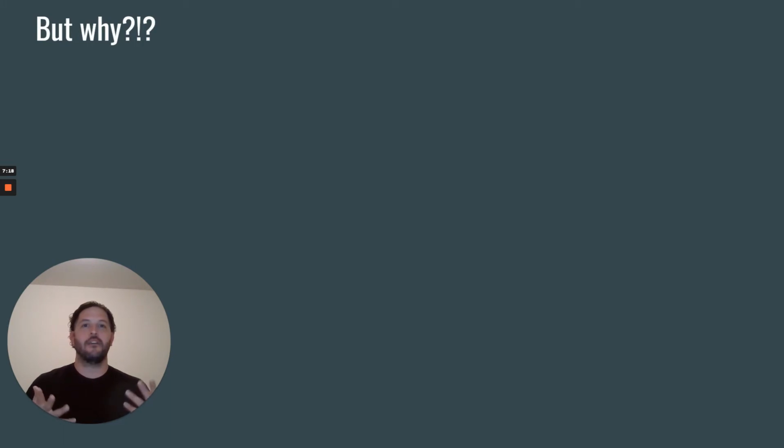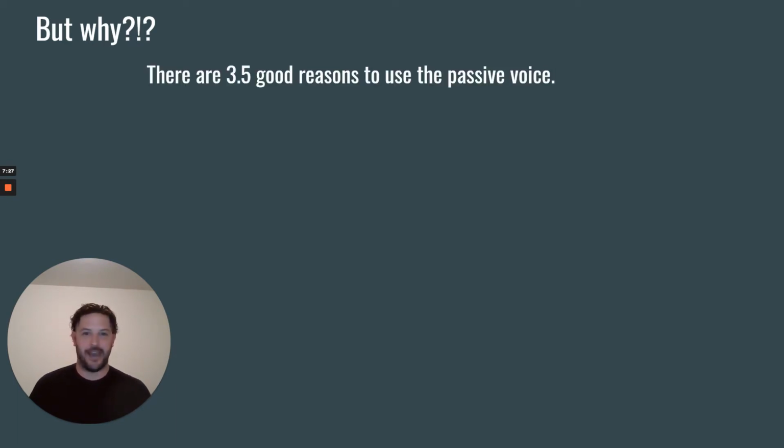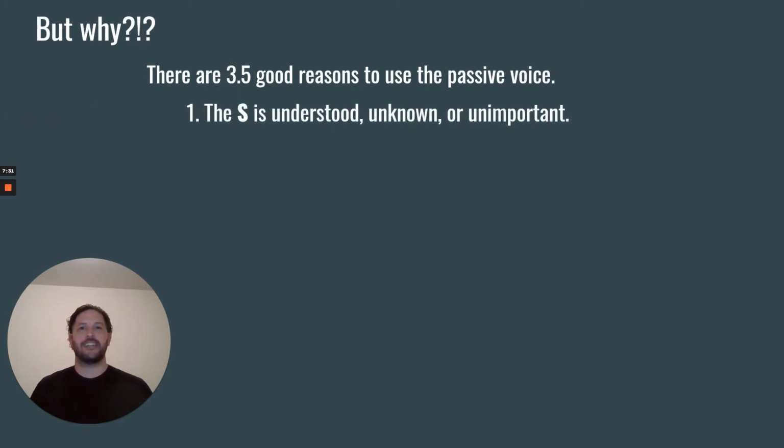Okay, why do we do the passive voice? There are basically 3.5 reasons why we use the passive voice. 3.5 good reasons. Okay, the first one is that the subject is understood, we know who they are, or is unknown, we don't know who they are, or they're unimportant because it's like saying they or it, okay? So those are the first three reasons why we use the passive voice.